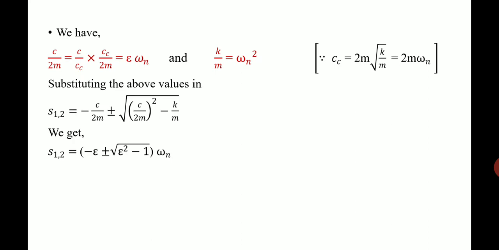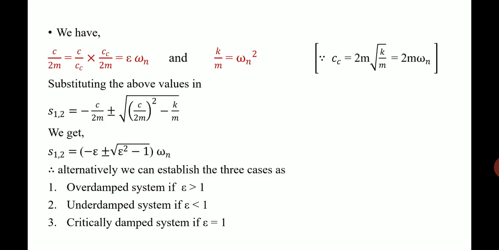Now earlier we had written that the roots of the equation m x double dot plus c x dot plus k x equal to zero are minus c by 2m plus or minus root of (c by 2m) the whole square minus k by m. We have already discussed this equation in the previous slide. Now substituting for c by 2m and k by m, which we learned in the previous slide, we get s1,2 is equal to minus epsilon plus or minus root of epsilon square minus 1, into omega n.